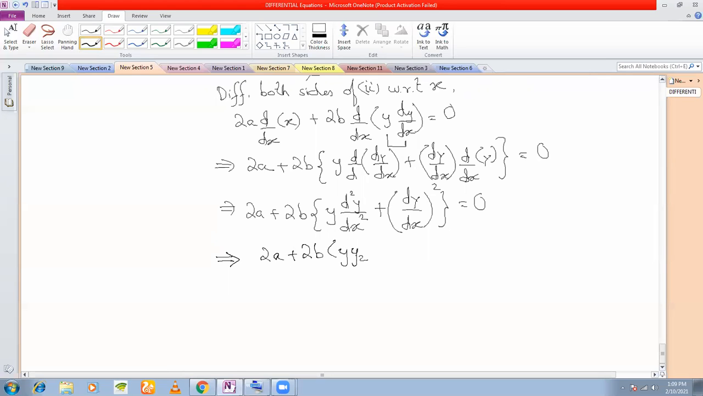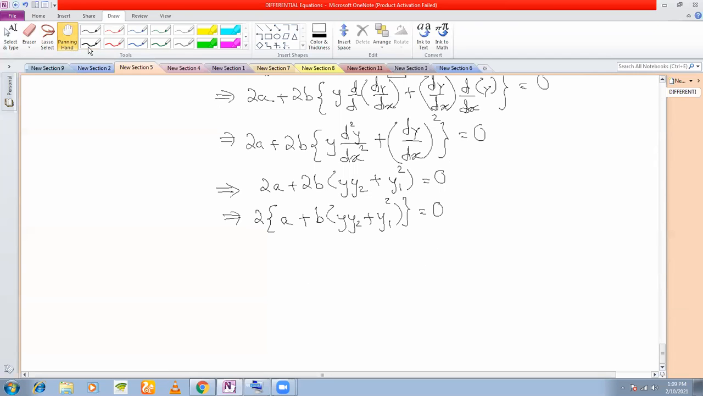I replace this by y2, or y double dash also you can do, plus, and you're going to replace dy/dx by y1. So we get y1 square is equal to 0. Okay. Now you can take 2 common, and you can write this as (a plus b) into (y y2 plus y1 square) is equal to 0, right? So now from here you get (a plus b y) y2 plus y1 square equal to 0.